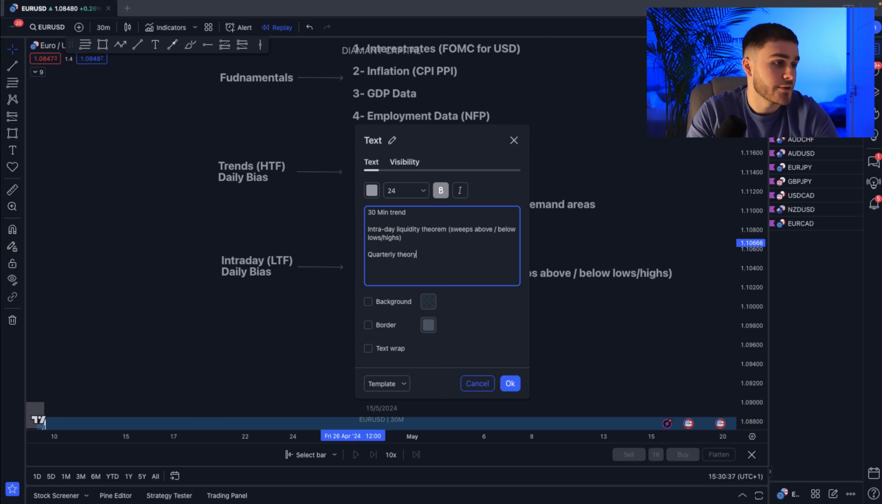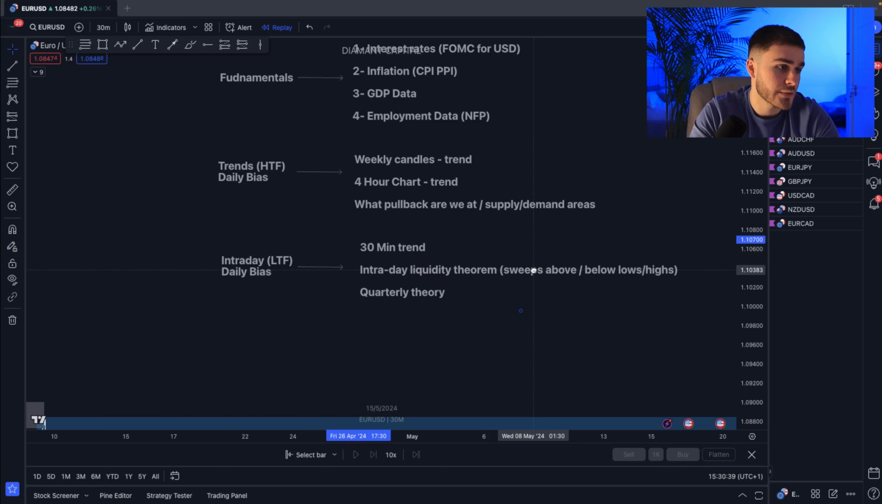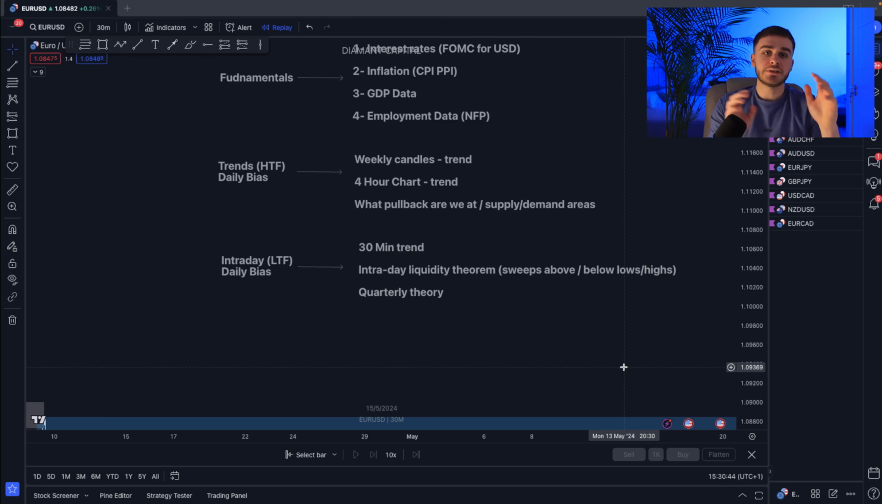The quarterly theory. So when it comes to the quarterly theory, it's quite basic to understand, not too complicated at all. Every single time frame is split up into 4 quarters. So for example, throughout the year, you've got 4 quarters. You've got Q1, 2, 3, and 4.